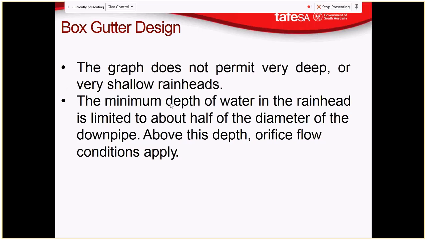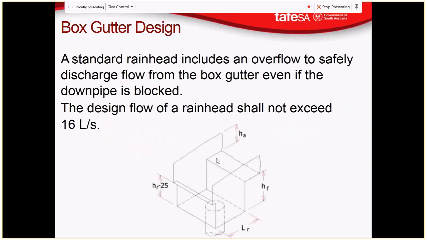The minimum depth of water in a rain head is limited to about half of the diameter of the downpipe. Above this depth, orifice flow conditions apply. So that's spillage outside. A standard rain head includes an overflow to safely discharge flow from the box gutter, even if the downpipe is blocked. So we get our tennis ball in there, and water can spill out there.